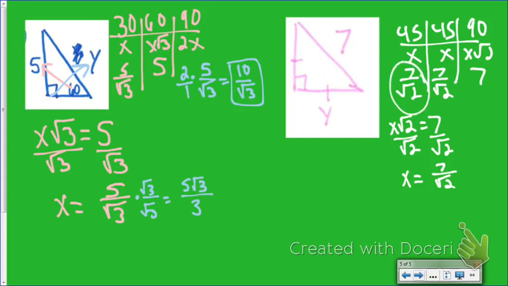So that's my answer. Alright, so that's a little bit of a review on special right triangles, and we're going to do a little bit more geometry review before we start to learn some of our new trick things.